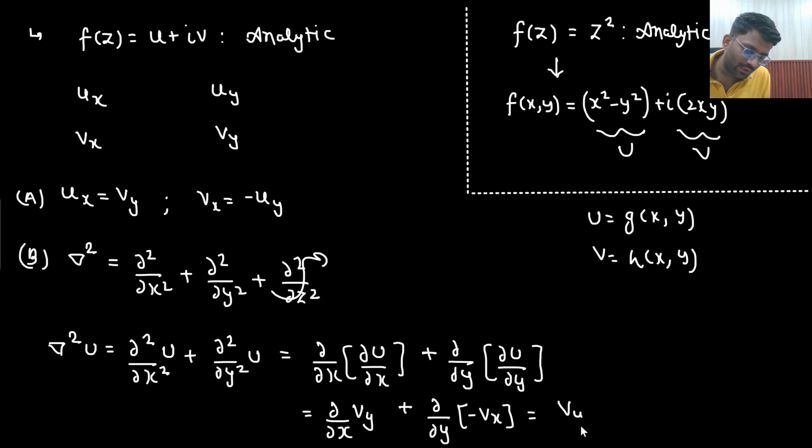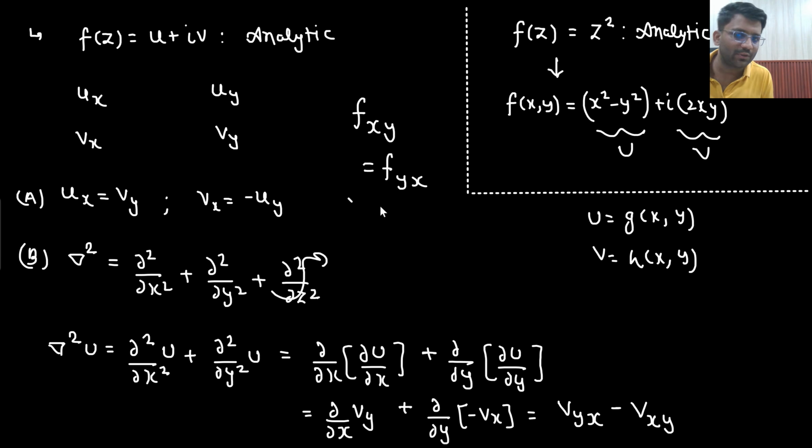First you partially differentiate v with respect to y and then you partially differentiate it with respect to x, minus you partially differentiate v first with respect to x and then with respect to y. Aren't both of them same? I told you that if there is a function f, first I partially differentiate it with respect to x, then with respect to y, or if I partially differentiate it with respect to y and then with respect to x, both will give you the same result.